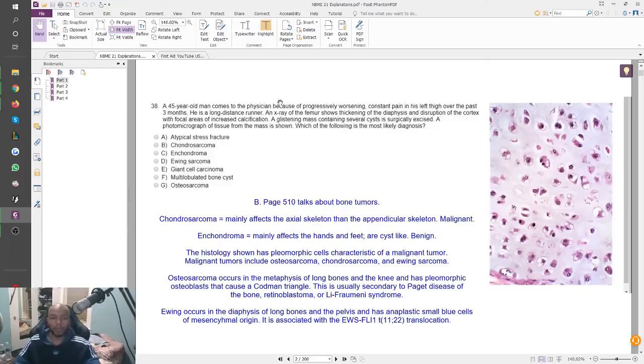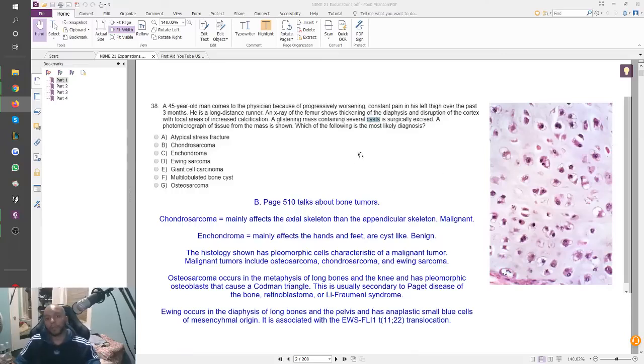45-year-old man comes to the physician because of progressively worsening constant pain in his left thigh over the past 3 months. He is a long-distance runner. An x-ray of the femur shows thickening of the diaphysis and disruption of the cortex with focal areas of increased calcification. A glistening mass containing several cysts, right, so that's a pretty big deal. A glistening mass containing several cysts is surgically excised. A photomicrograph of tissue from the mass is shown. Which of the following is the most likely diagnosis?